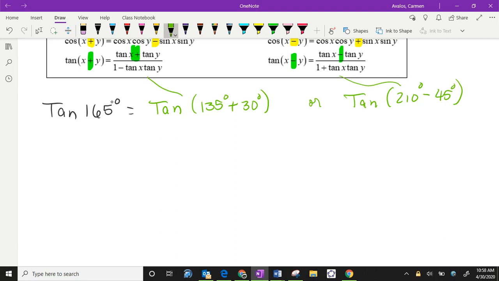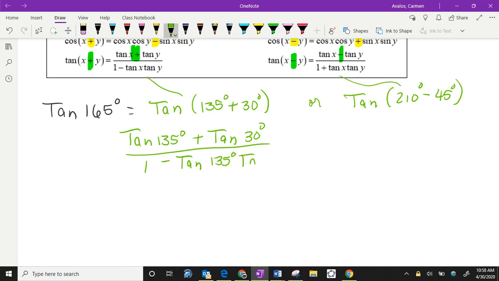So when we have that, we end up with tangent of 135 plus the tangent of 30 degrees all over 1 minus the tangent of 135 tangent of 30 degrees. Okay.